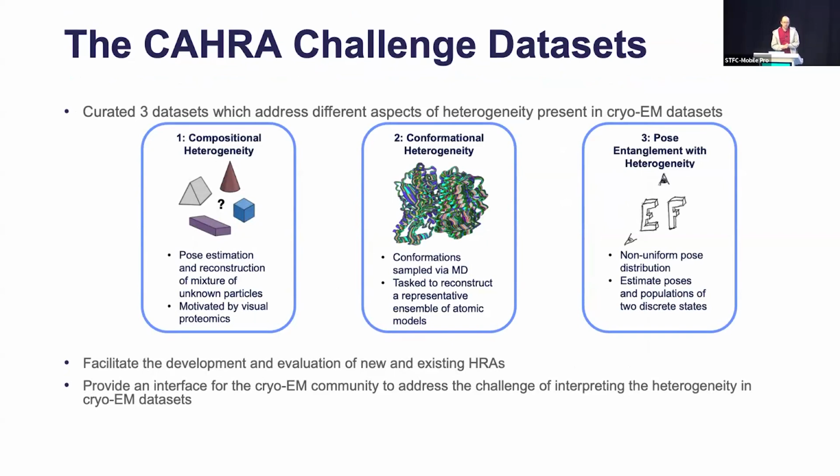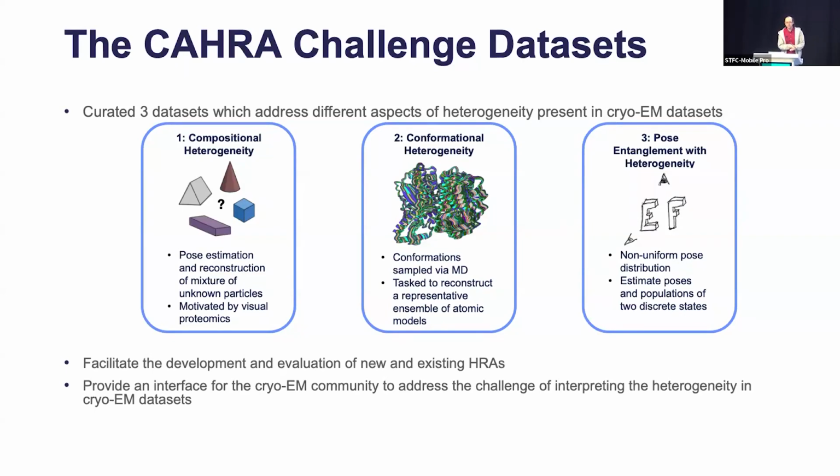The second dataset is geared towards conformational heterogeneity. So here we've sampled conformations via a molecular dynamics simulation and then used these to create a set of synthetic micrographs. In this task, we asked participants to reconstruct a predicted ensemble of atomic models, which best represents the heterogeneity present in the dataset. And the third challenge dataset addresses the problem of pose entanglement. So in this dataset, we have a non-uniform pose distribution, and it contains 2 discrete states of a macromolecule. And we set participants the challenge of estimating the relative populations of these 2 discrete states.